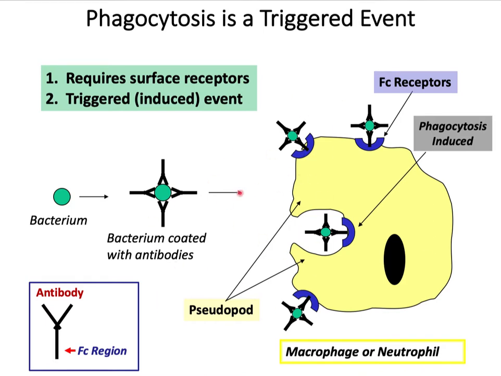So here is an example of phagocytosis. Now the antibodies protect us by binding to the invading bacteria.